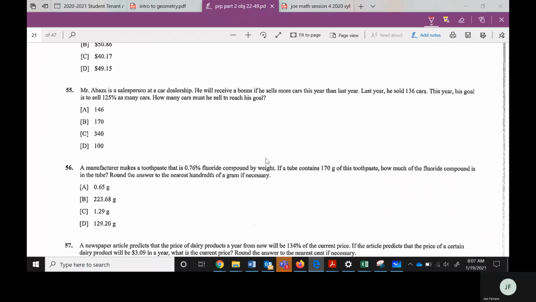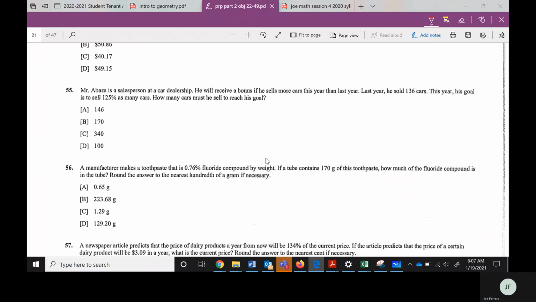So we know this is a percent, so we know we're looking at either finding the part or the whole. So he's got to find 125% as many cars. And as many cars means he needs to find 125% this year of last year's total. So that's just another way you can write it. If he sells 125% of last year's sales, then he gets the bonus.